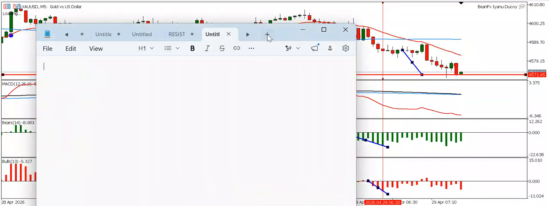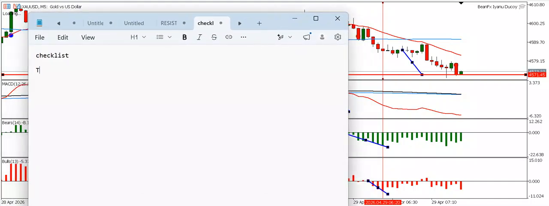Let's look at it again. The first checklist is to sell: 21 EMA, once, pointing downwards. 2, price below 200 SMA.